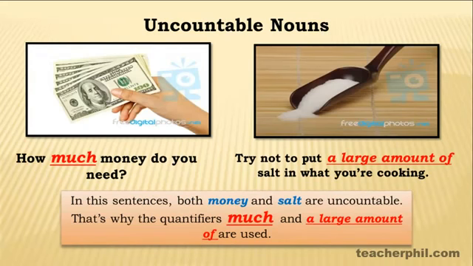For uncountable nouns, we have how much money do you need? And try not to put a large amount of salt in what you're cooking. In these sentences, both money and salt are uncountable. That's why the quantifiers much and a large amount of are used.